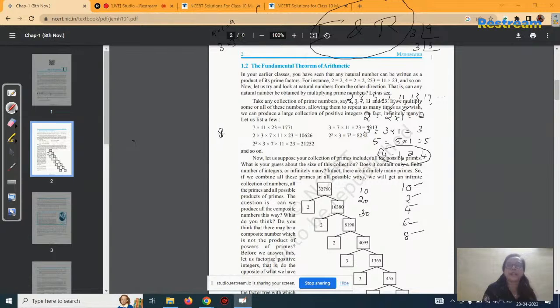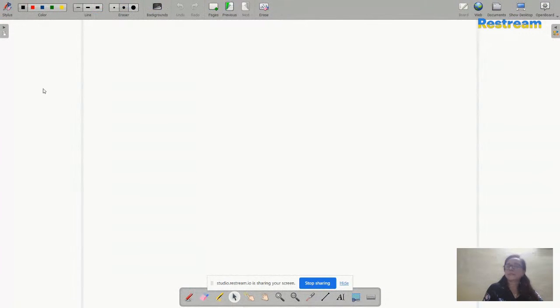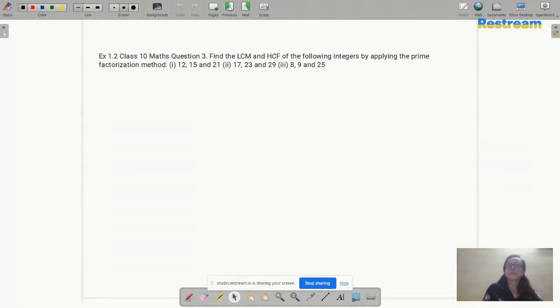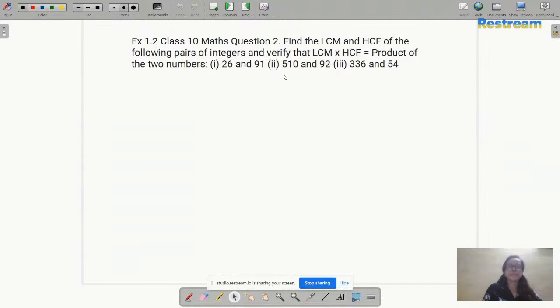A small number, 8, you take. 8 you can write as 8 is equal to 2 into 2 into 2, right? Because 2 is a prime number, again a prime number, again a prime number. Wait children, wait. Yes, I'll show you here. It will be more clear.